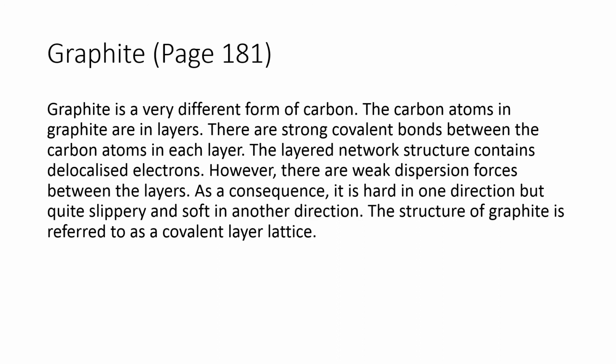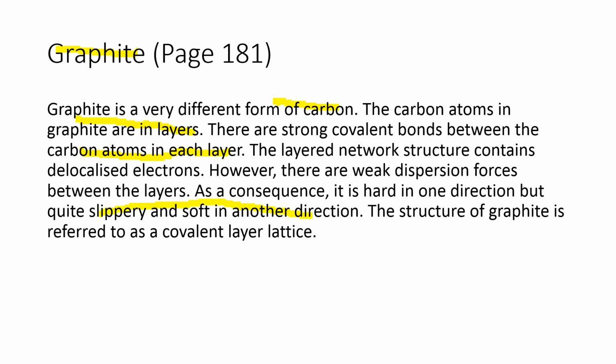Alright, I'm just going to continue with the second allotrope of carbon. So we have discussed diamond. Today we are looking at graphite. It says graphite is a different form of carbon. The carbon atoms of graphite are in layers, and so there are strong covalent bonds between the carbon atoms in each layer. The layer structure contains delocalized electrons. However, there are weak dispersion forces between the layers. As a consequence, it's hard in one direction but quite slippery and soft in the other direction.